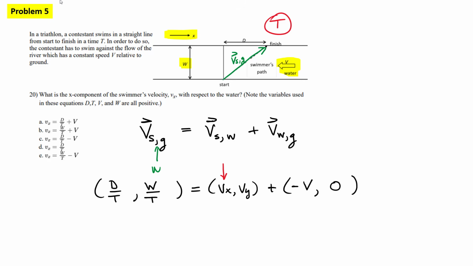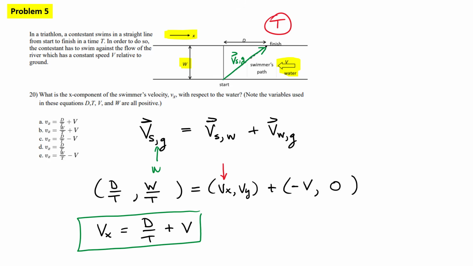So at the end, the only thing you have to do is rearrange this equation for Vx. Solving for Vx, what do you get? D over T, and then plus V would be the best approach. I'm just bringing the minus V on the other side. All right, and that there corresponds to choice A. And this one here physically makes sense, right? Because we'd expect Vx to be bigger than V. It can't be these guys. It can't be this one. It also can't be this one. It has to be bigger than V.